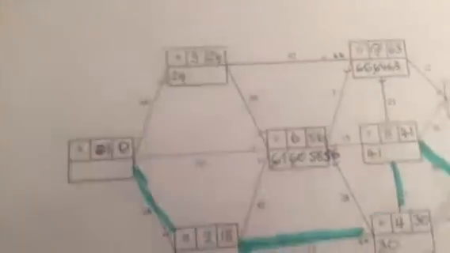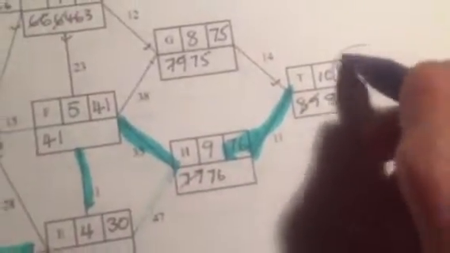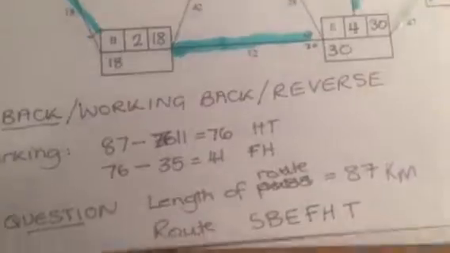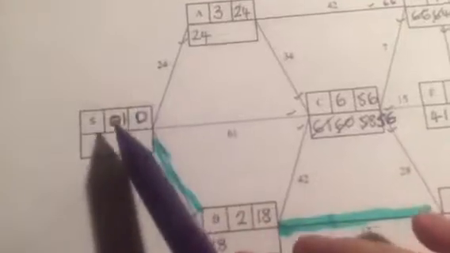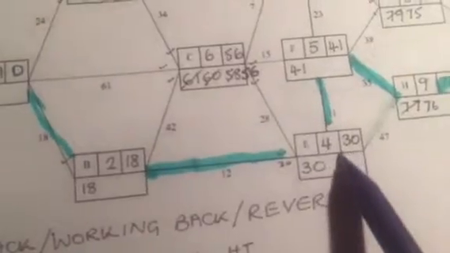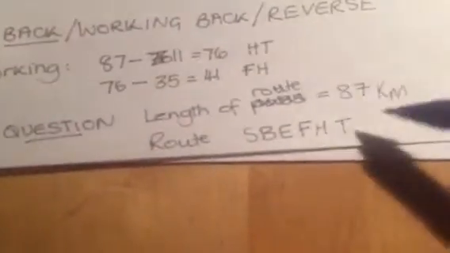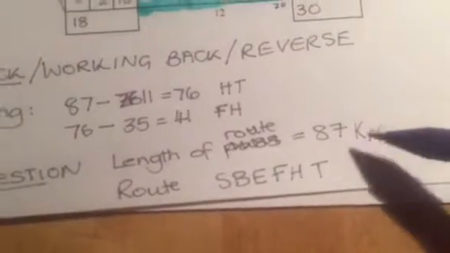Once you've highlighted your path, you've got the answers that you need. Now there are two questions they can ask you. Either write down the length of the route, and the length of the route comes from this number here. So the length of the route is 87. Don't forget to include the units if it gives you units. And if you're asked for the route, look at the vertices, start on this side, so it goes from S to B to E to F to H to T, and you write it letters only, no commas, S, B, E, F, H, T. So that's the length and that's the route.